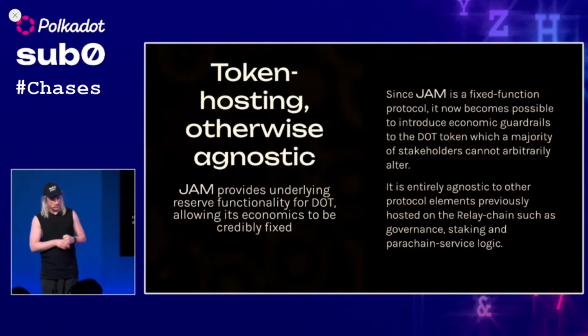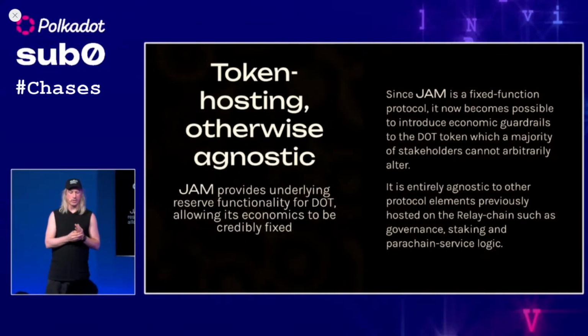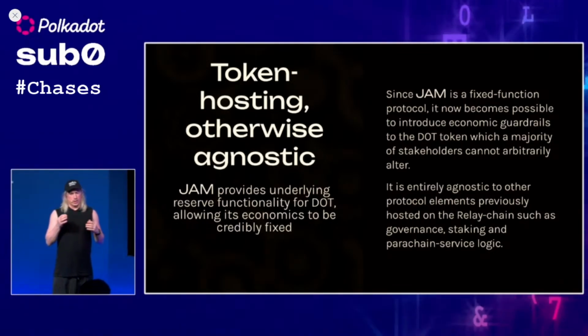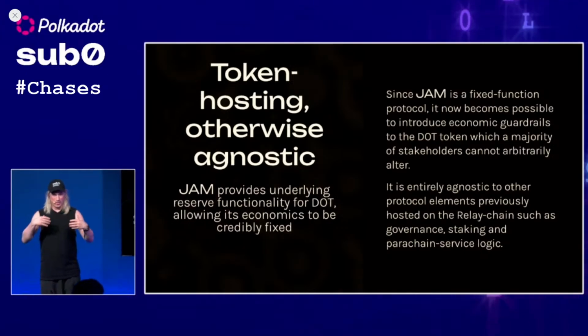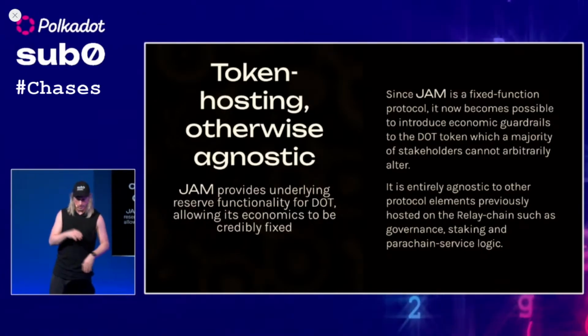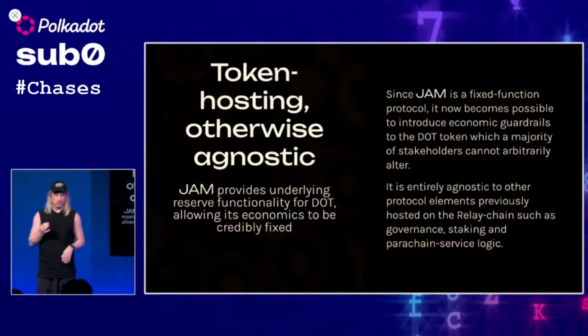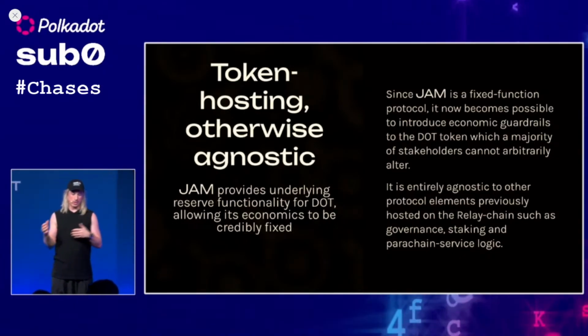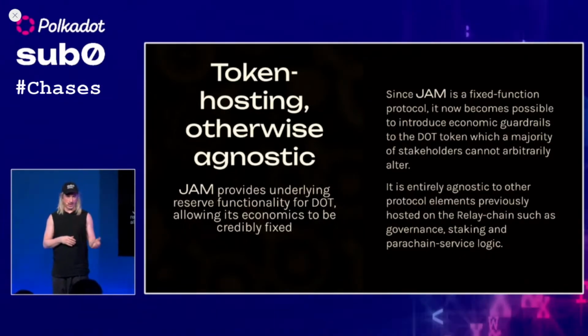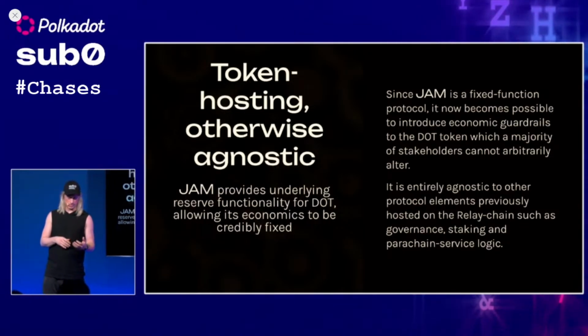What this means is there's an opportunity for it to be used. The economics of this token, because it's not so easy to upgrade the Jam chain, there's always hard forking, but it becomes possible to credibly fix certain economic elements of this token.